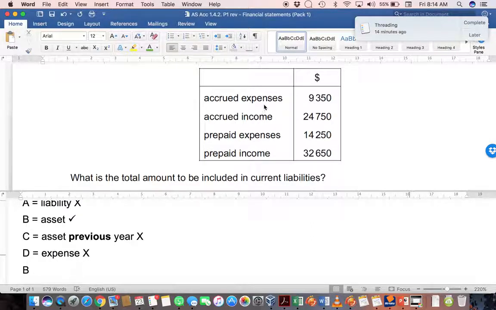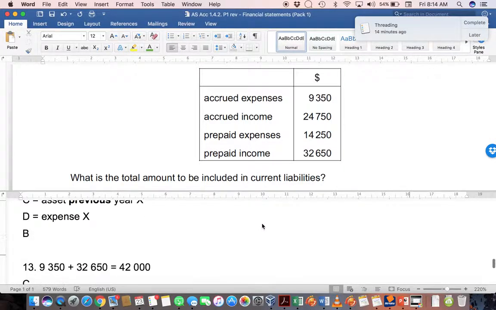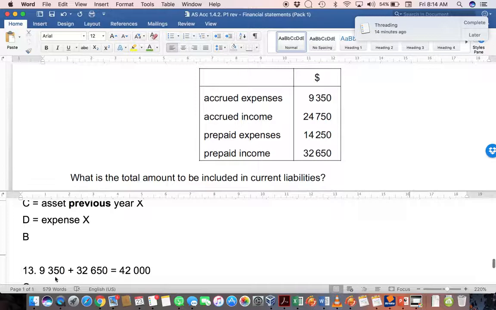Accrued expenses mean that it is an expense that is owing, and it must be therefore an expense owing to somebody else. So accrued expenses would be a current liability, and I would certainly include accrued expenses. So 9350 will be the first part of my calculation. Accrued income means it is income that is owing, but income means it must be owing to me and therefore is an asset, and I will not use it.